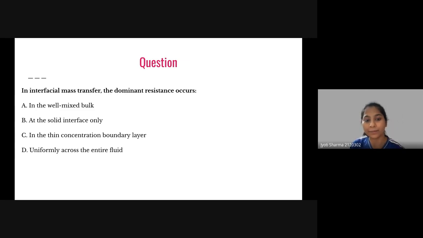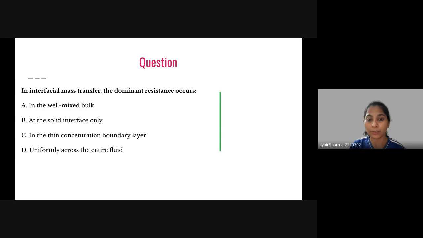We are talking about interfacial mass transfer, so we do not have a well mixed bulk. The question is just where the dominant resistance will be. So that's how C answer is the right one. The resistance will always be higher in the boundary layer, where there is a boundary between two phases.